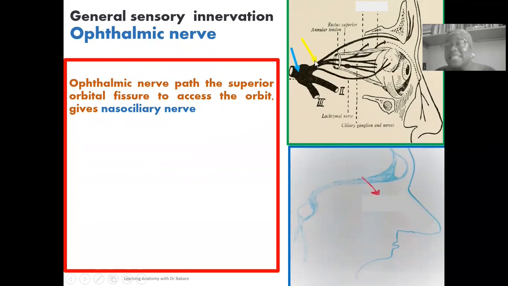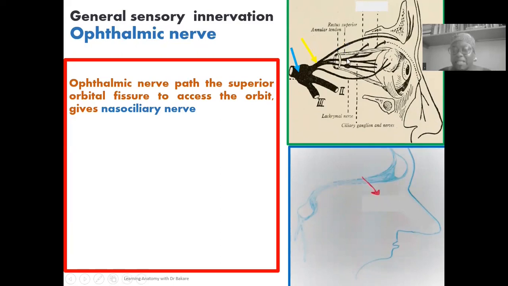So as this branch is giving off, it passes through the superior orbital fissure. The superior orbital fissure is at the posterior part of the orbit, and it is through that fissure that it is able to access the orbit. You now see the ophthalmic nerve within the orbit.